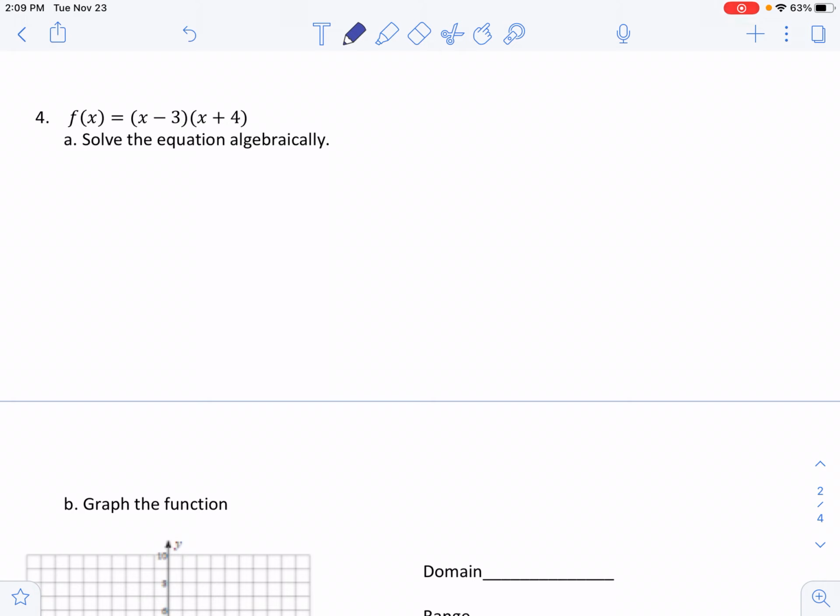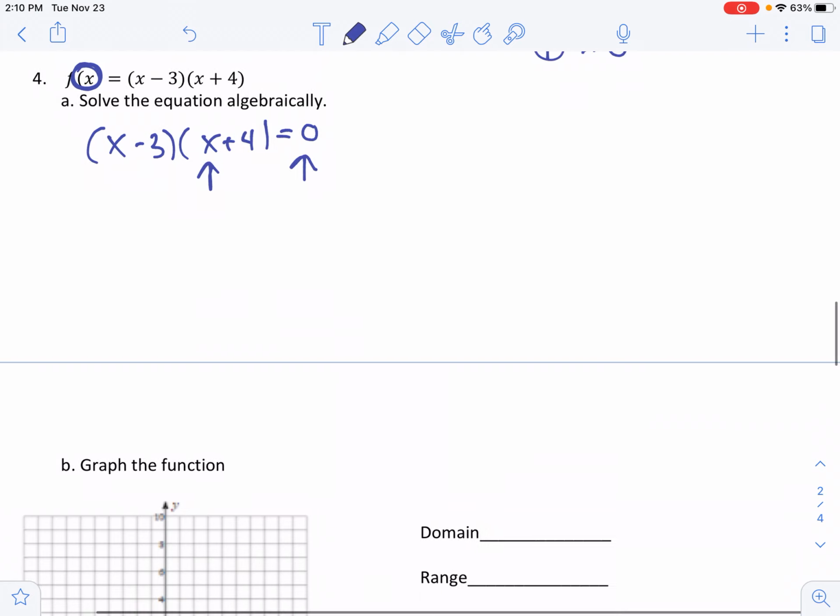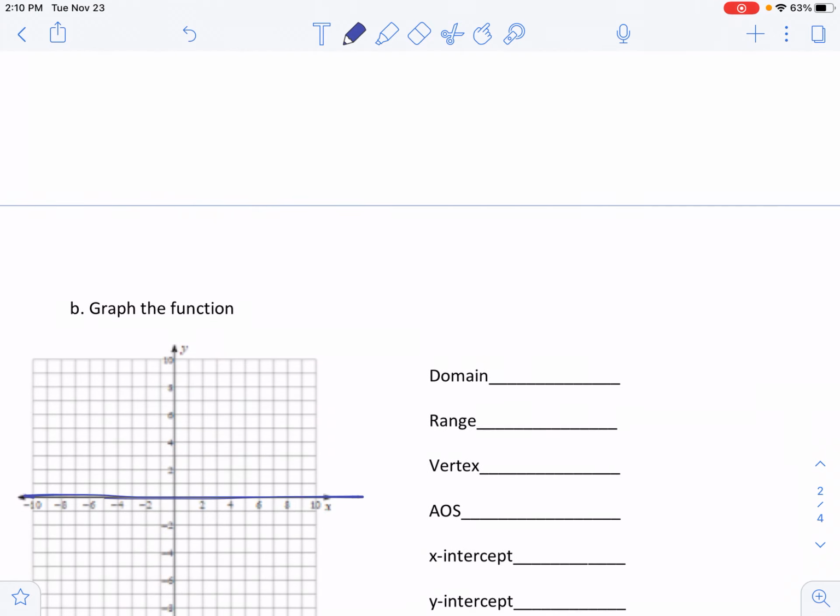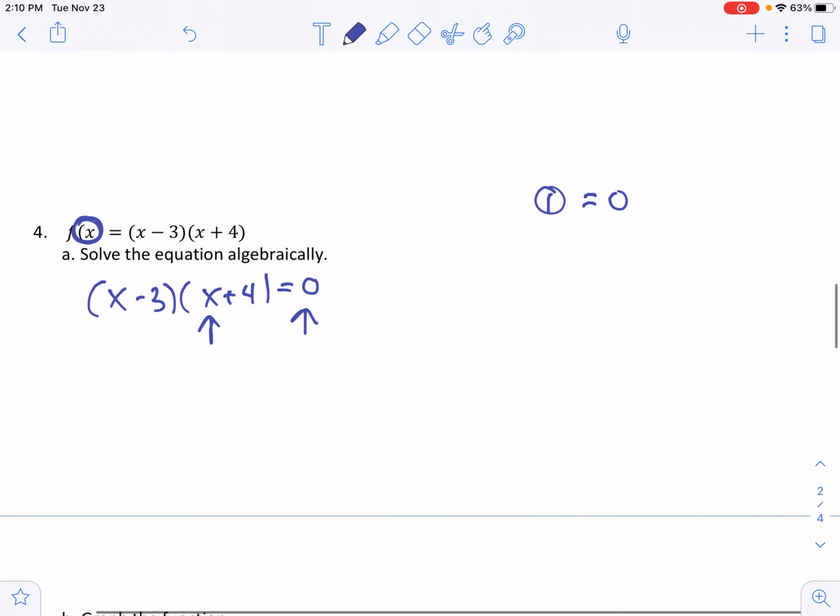And the steps to solving by factoring are number 1, set it equal to 0. So we want to know when the y is equal to 0, or when x minus 3 times x plus 4 is equal to 0. So what x gives us a y of 0, because that'll be where it crosses the x axis. Step number 2 is to factor. But this is already in factored form, so we're done.